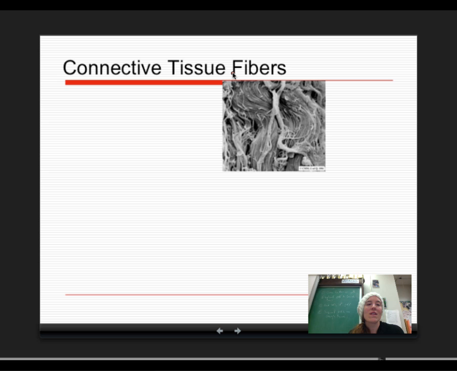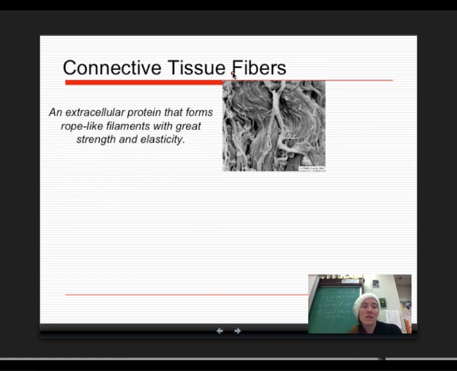Okay, so let's talk now about the different types of connective tissue fibers. There are 3 types of fibers found in connective tissue. They're all produced by the fibroblast cells in the ECM. And the fibroblasts, again, are those large star-shaped cells that are fixed in place.